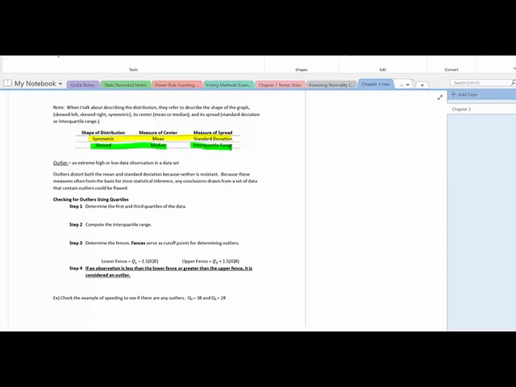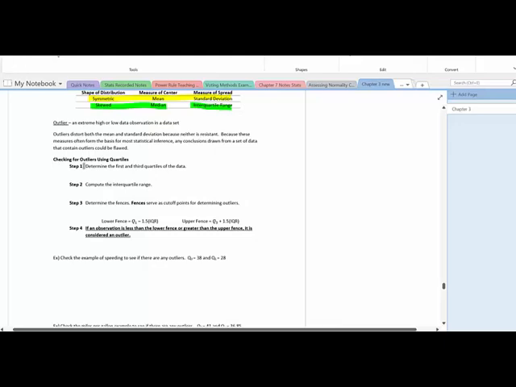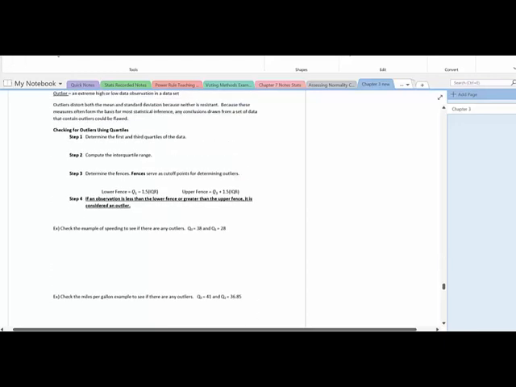So we need to be able to check for outliers, and here's how we're going to do this using the quartiles. Number 1, we want to determine the first and third quartiles of the data. Number 2, compute the interquartile range, or the IQR. Then determine the fences. The fences serve as a cutoff point for determining values. So I have our lower fence formula and our upper fence. If an observation is less than the lower fence or a data value is greater than the upper fence, then it is considered an outlier.